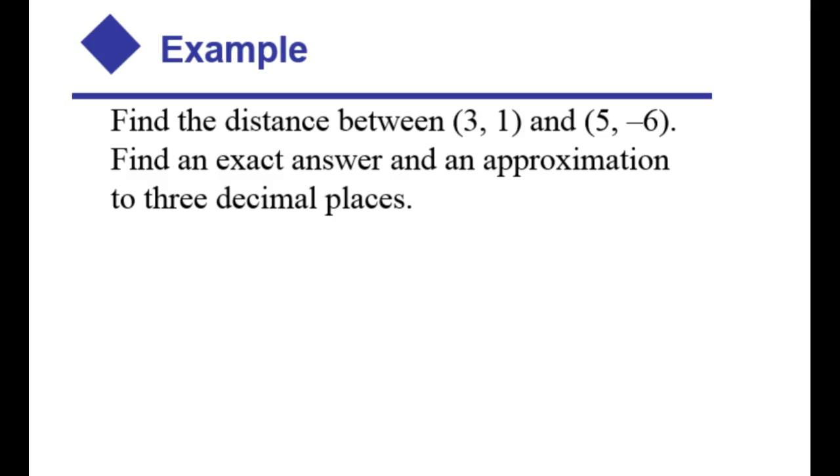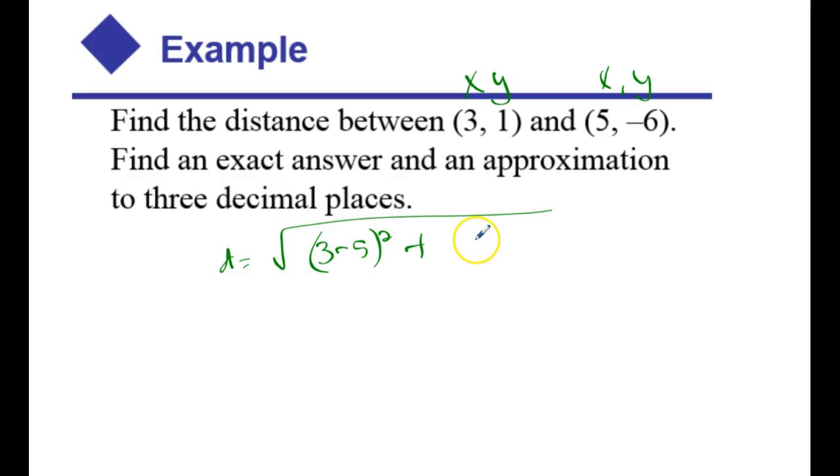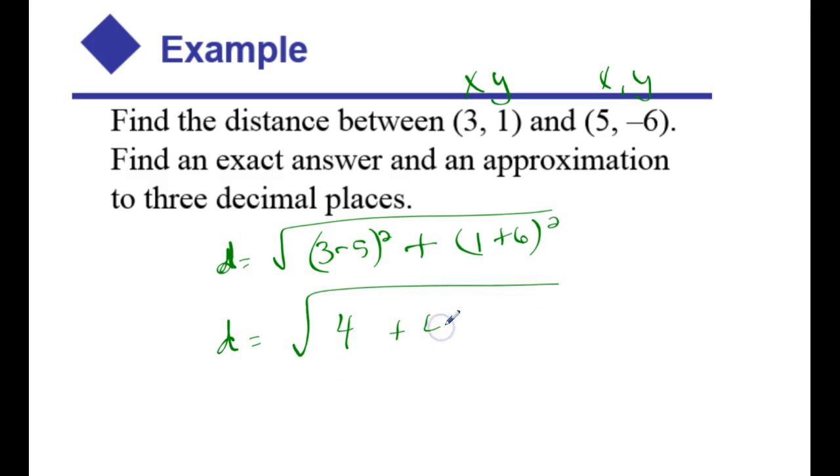So giving an example, I'll plug these x and y ordered pairs into the distance formula. So my first x is 3 minus 5 squared, and I'll add 1 minus a negative 6 quantity squared. So my distance is the square root of, this is going to be 4 plus 49, which is the square root of 53, which if you wanted to punch that in the calculator and get something approximate, 7.28.